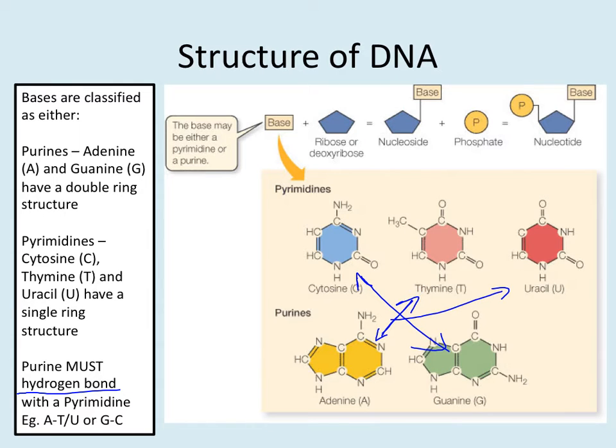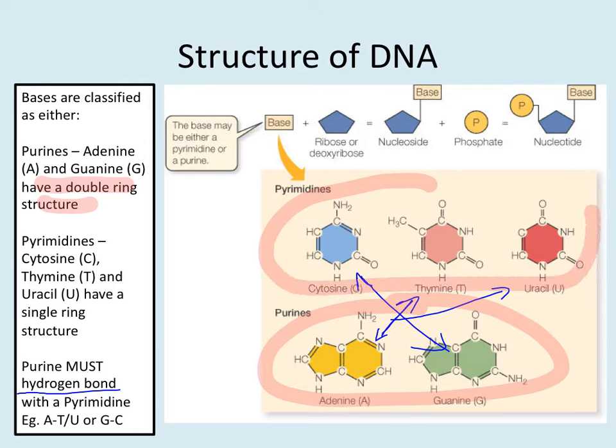But you should know that A and G have a double-ringed structure. If you look at A and G down here, you can see that they are two rings, so their bases are composed of two rings, whereas the others, C, T, and U, up at the top here, are a single ring. So you can never have two single rings combined together. You can never have cytosine and thymine combined together.